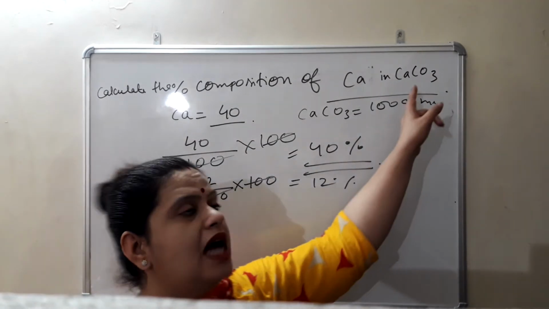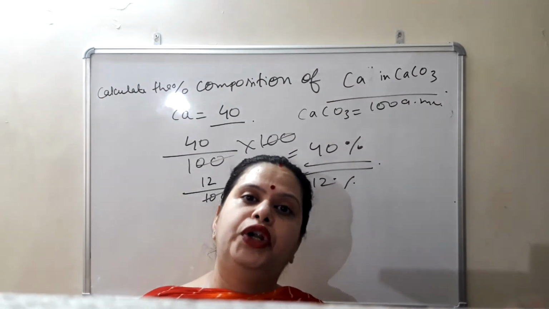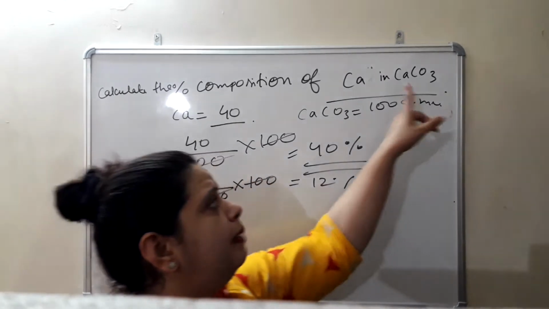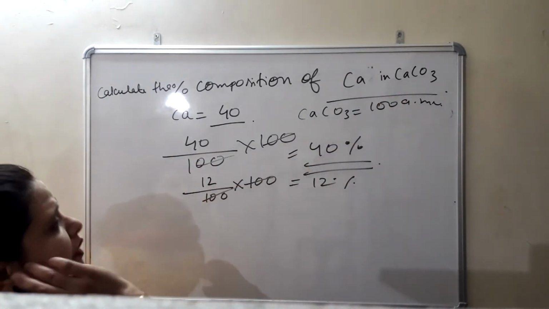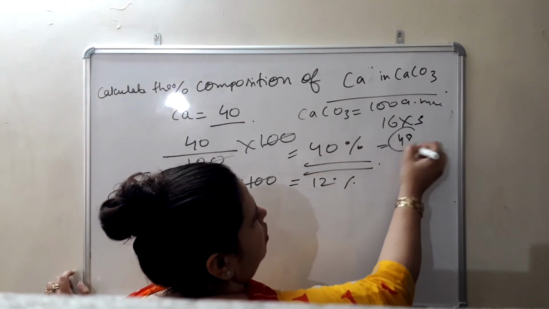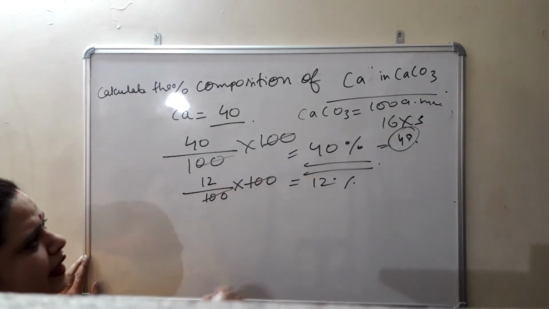In the same manner, suppose you have to calculate the percentage composition of oxygen. But in this case, how many atoms of oxygen are present? 3. So you have to calculate total. Here you will not take one, you will take 3. So 3 multiplied by 16 first of all, that you have to do. 16 3s are 48. Yes or no? Now calculate that.